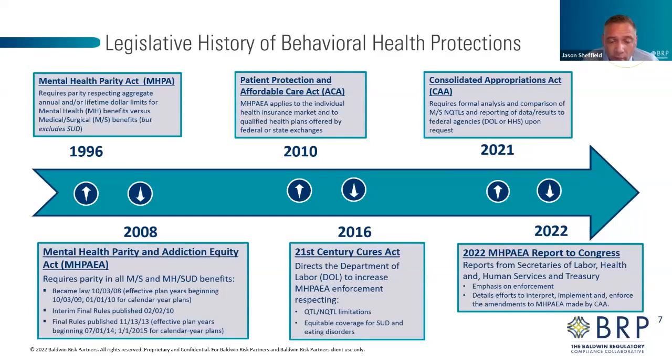Interim final rules were published thereafter in February of 2010, and then final rules were published November 13th of 2013, effective for plan years beginning July 1st, 2014 or January 1st, 2015 for calendar year plans. So that's where we got the bulk of our provisions there.